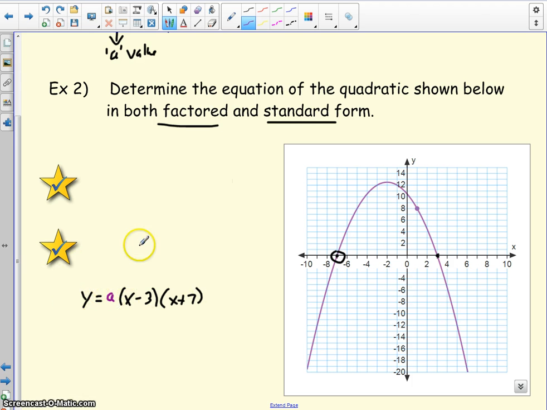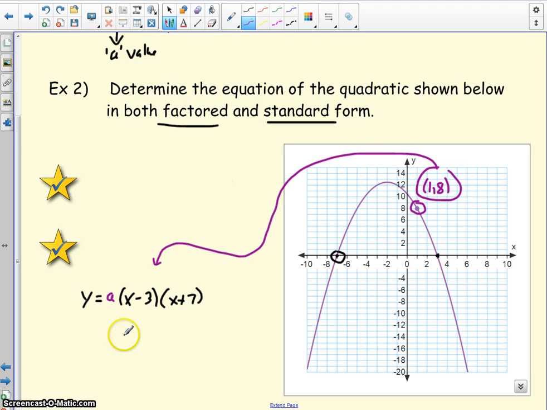Okay, so in order to do that, I'm going to look at this graph and say, okay, I know my x-intercepts are at 3 and -7, so I've incorporated that into the equation. I must know some other point that this equation passes through. So if I look on here, right over here at (1, 8), I have a point that I know this parabola passes through. So what I'm actually going to do is take that point, because that's really just an x and y value, and sub it in here for x and y.